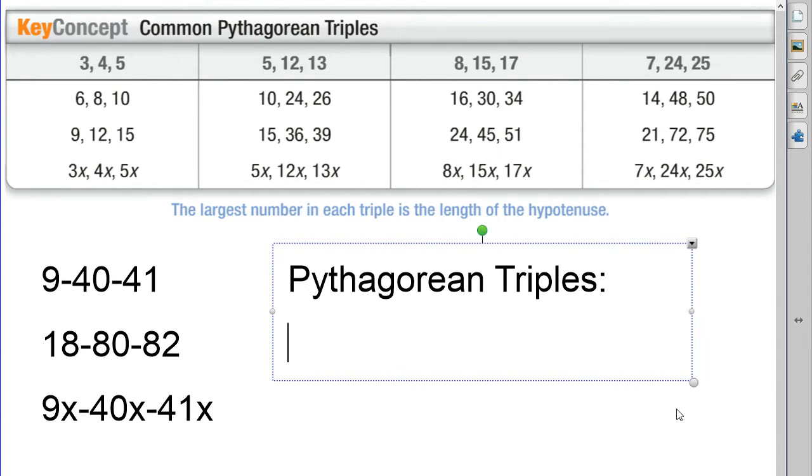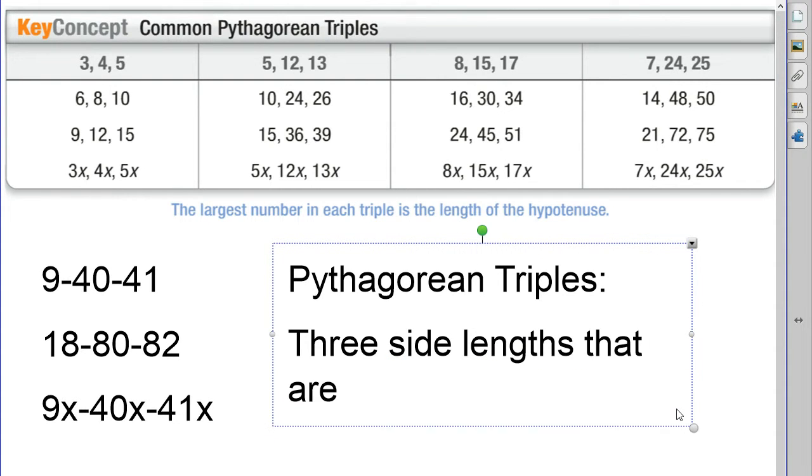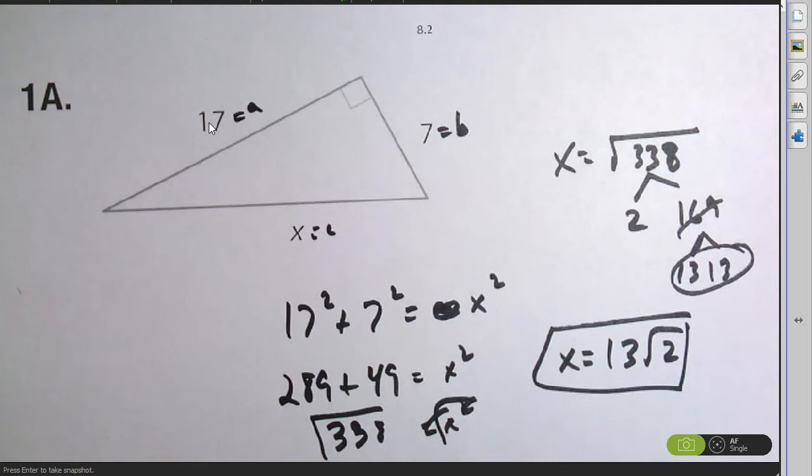they are 3 side lengths that are whole numbers. So they're not decimals, they're not fractions. So that last problem we did, where we got 13 root 2 for the hypotenuse, looking at all 3 sides, x was 13 root 2, there's a radical with it, so it's not a whole number, and so it's not a Pythagorean triple.